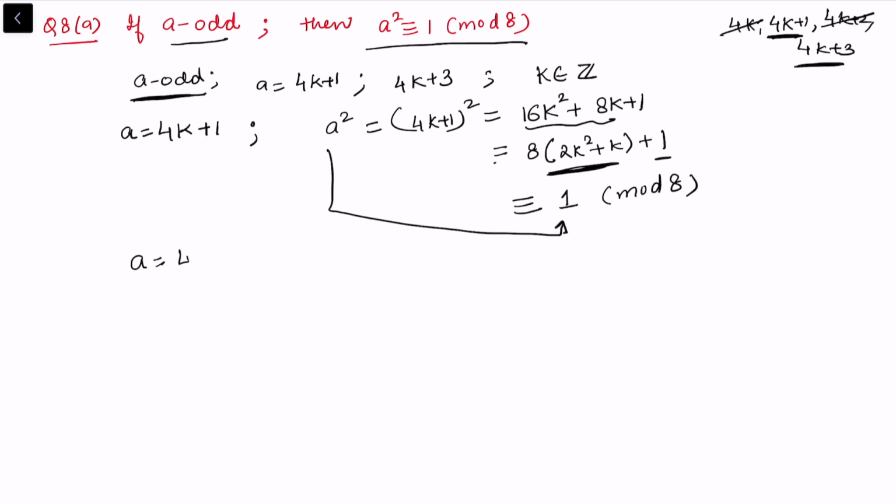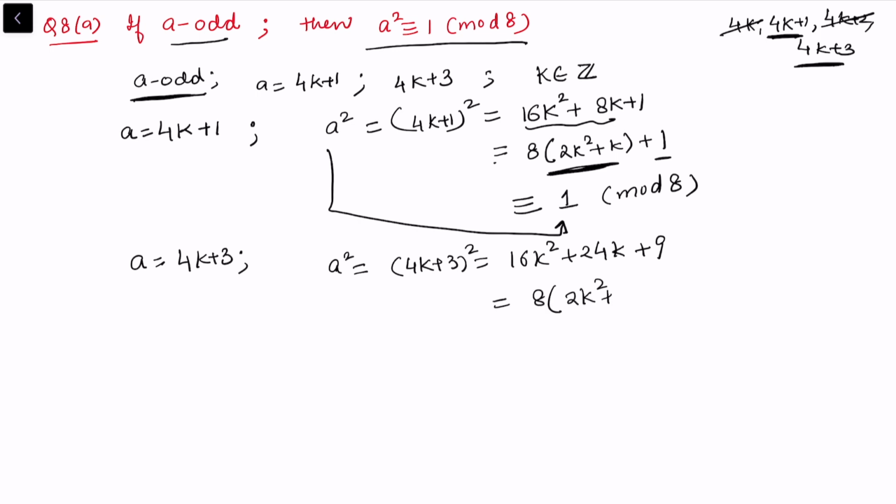Similarly, when a is 4k plus 3, I am going to open a square, which is 4k plus 3 whole square, and this will become 16k square plus 24k plus 9. So we take 8 common, so we'll have 8 times 2k square plus 3k plus 1, and this 9 we can also write as 8 plus 1, that 8 is included here and plus 1 remaining is here. So this is congruent to 1 mod 8, and that proves our second case also. That means whenever a is odd, we have taken both the possibilities, and a square is always congruent to 1 mod 8.